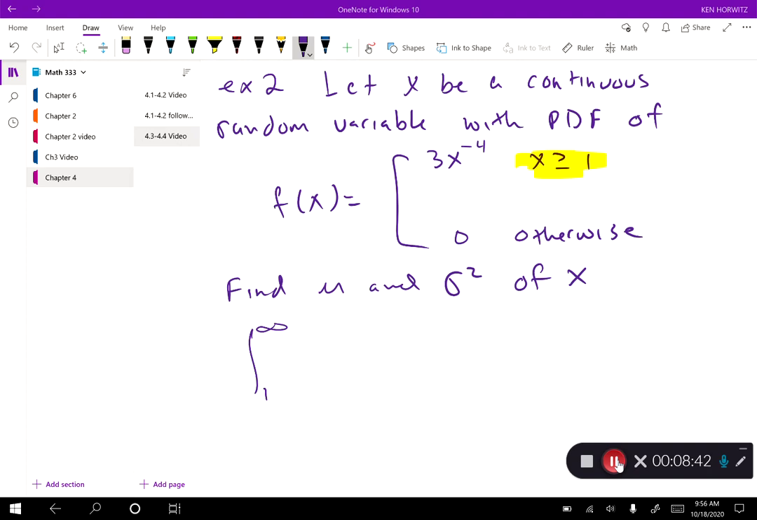All right, so it's x times 3x to the negative 4. Which again, from 1 to infinity, is 3x to the negative 3 power dx. And at this point, I want you to pause the video, execute your integral, and we'll talk about the answer on the back end.